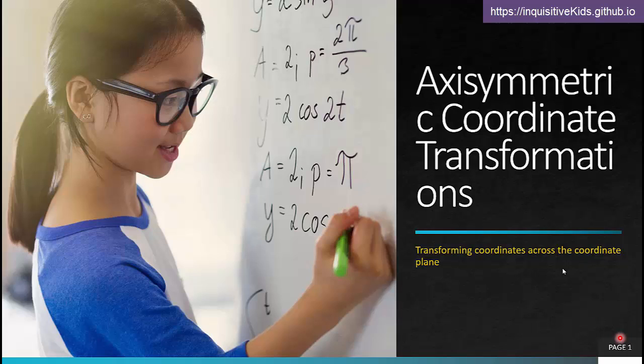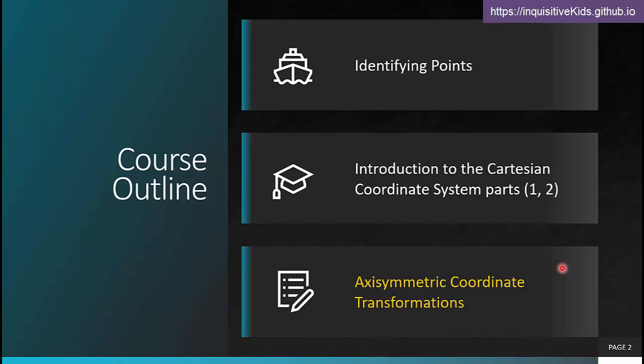The topic of today's lesson will be all about axisymmetric coordinate transformations, transforming coordinates across the coordinate plane. The last two topics we covered in this chapter were identifying points and our introduction to the Cartesian coordinate system. In identifying points, we learned how to determine a point that is fixed on a 2D flat plane or surface. In our second topic, we had two lessons, and we learned all about evaluating the Cartesian coordinate system and establishing our own.